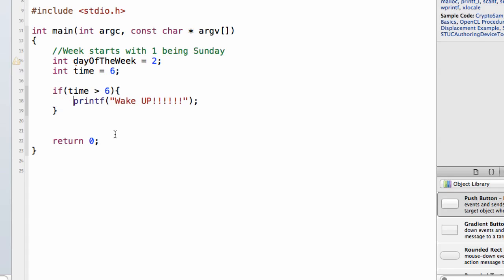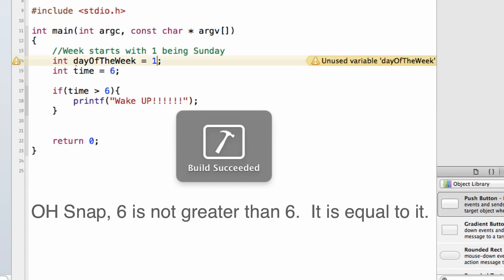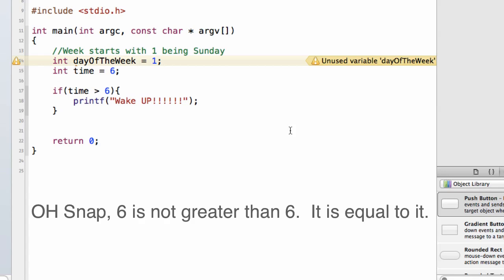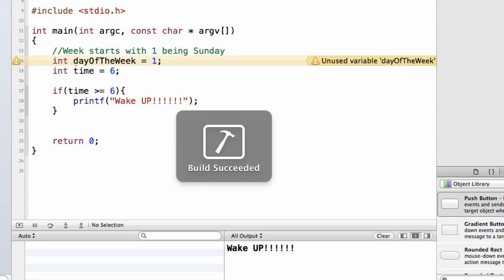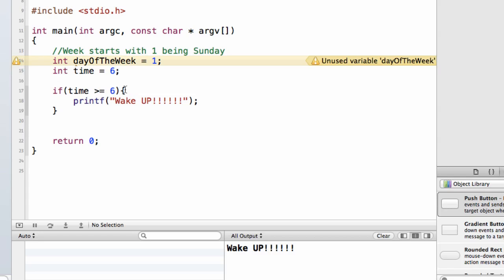You see that works, except for what if the day of the week was 1? Well, if I run it, I think you know what's going to happen. Nothing. Greater than or equal to 6. Let's try that. You notice there's a big difference between just greater than 6 and greater than or equal to. Greater than 6 will start with 7. Greater than or equal will start with 6.